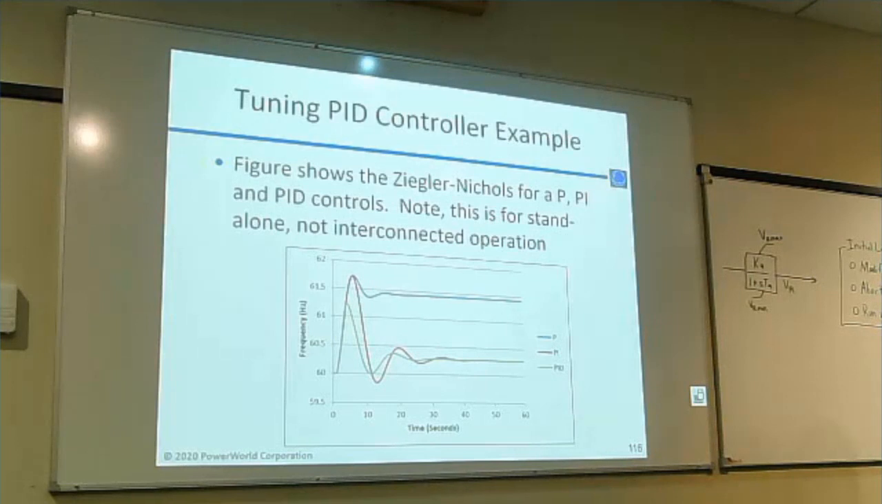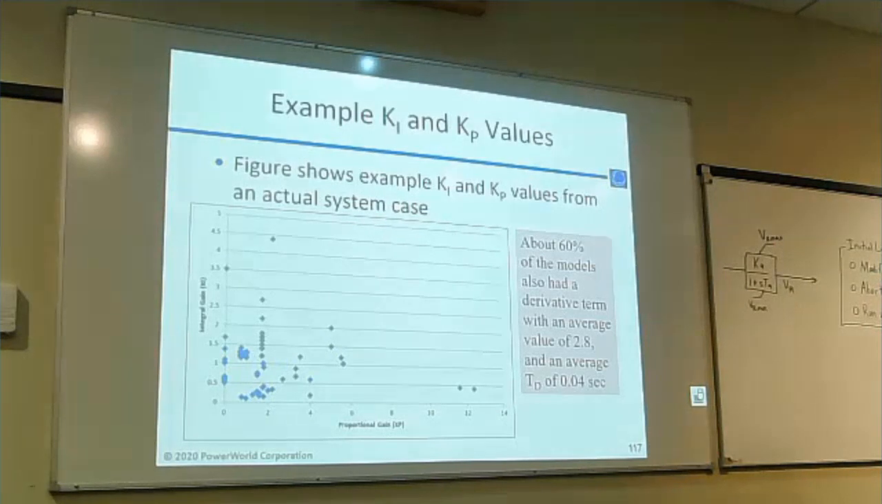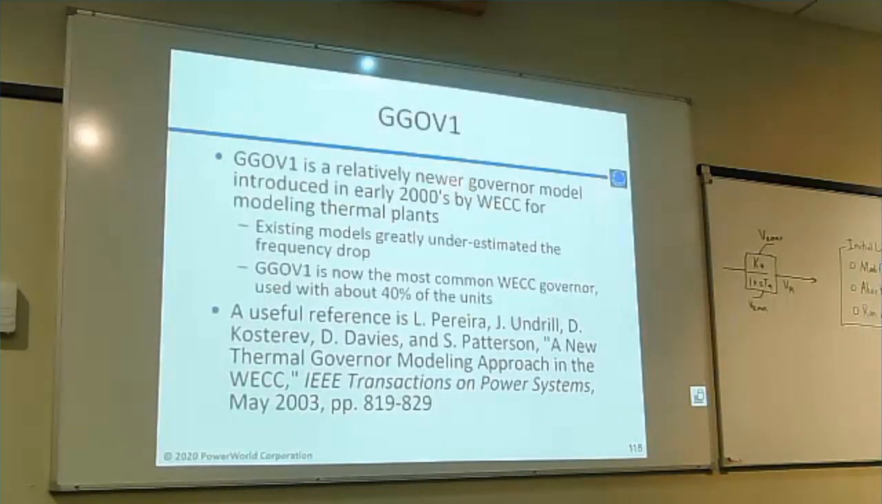So PIs and PID controllers are very common. This slide here shows an example of the models. About 60% of them had a derivative term with an average value of 2.8 and an average value of TD of 0.4 seconds. This is data that I got looking at the exciters or the governors in the WECC. We'll finish up with the GGOV1, and then Dimitri and John are going to talk a little bit about what's actually used here in BPA.